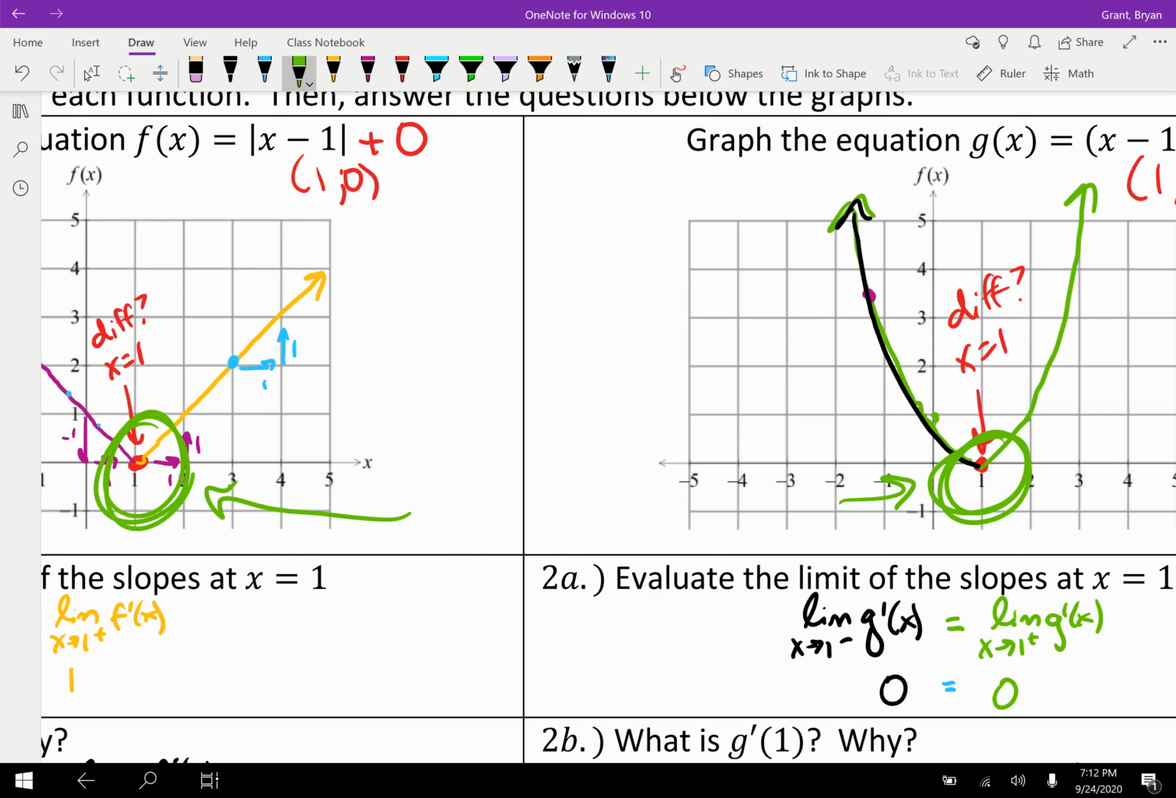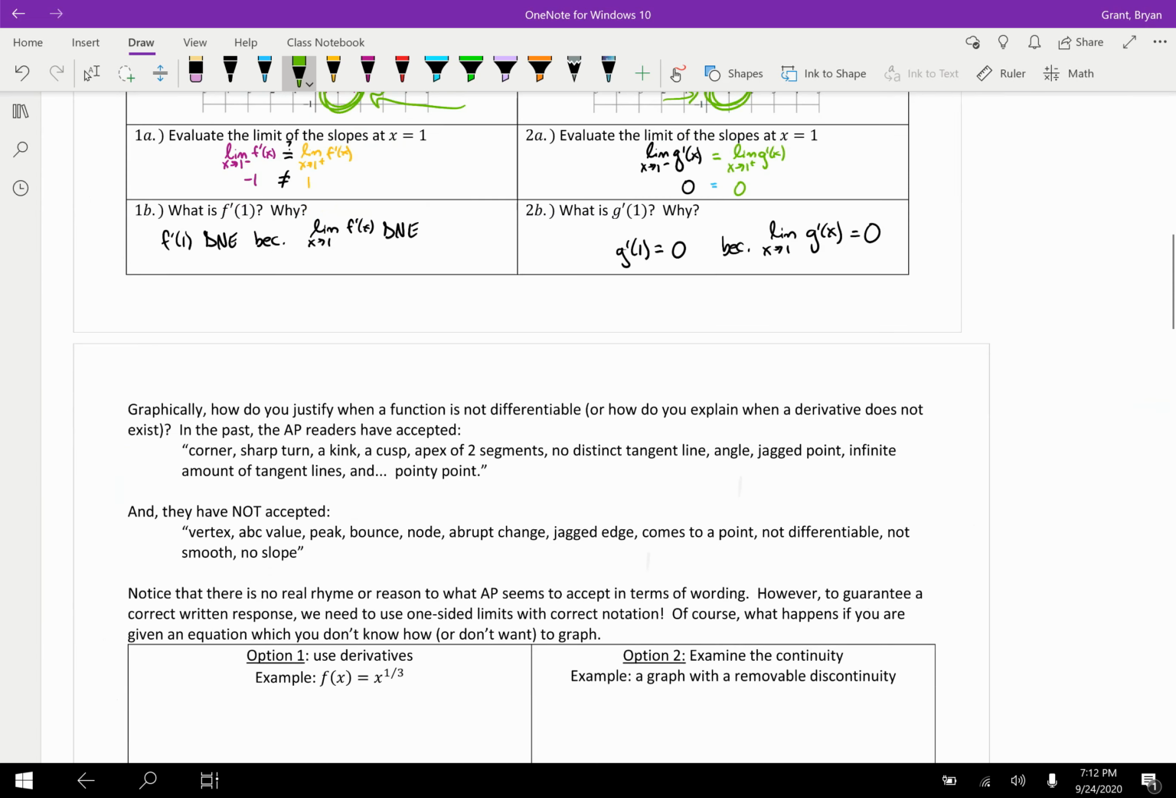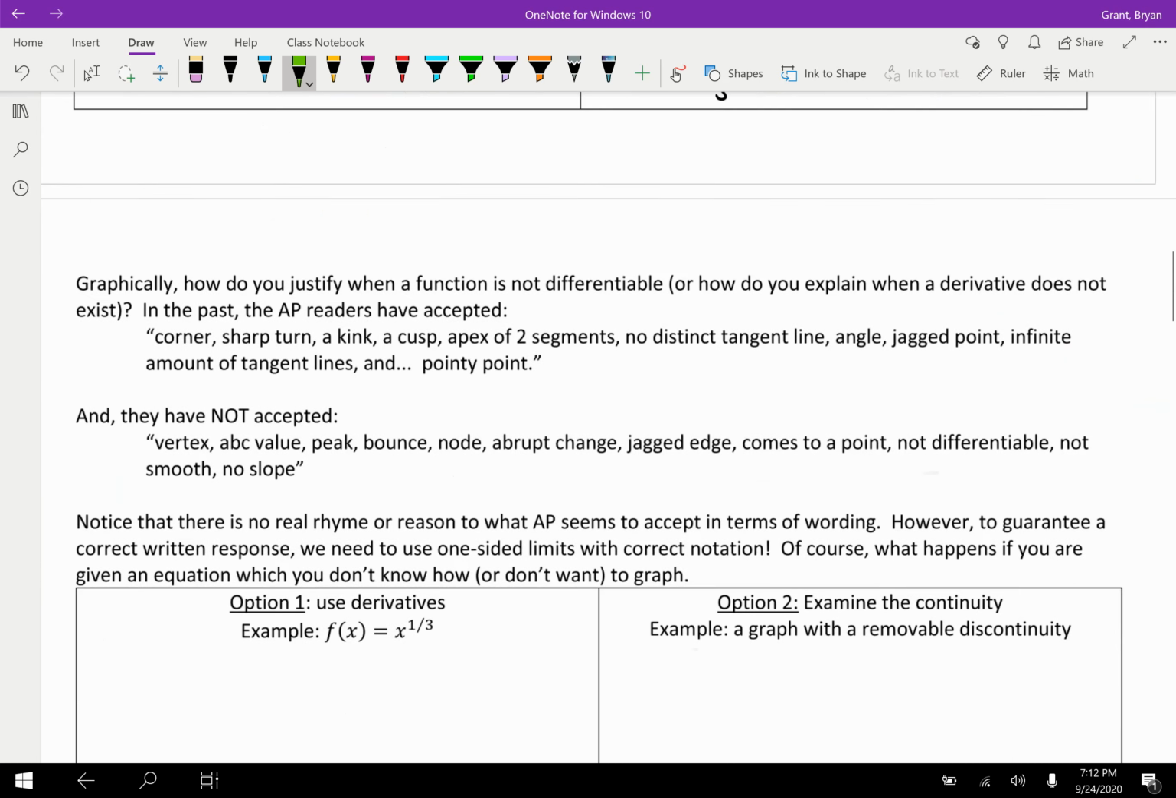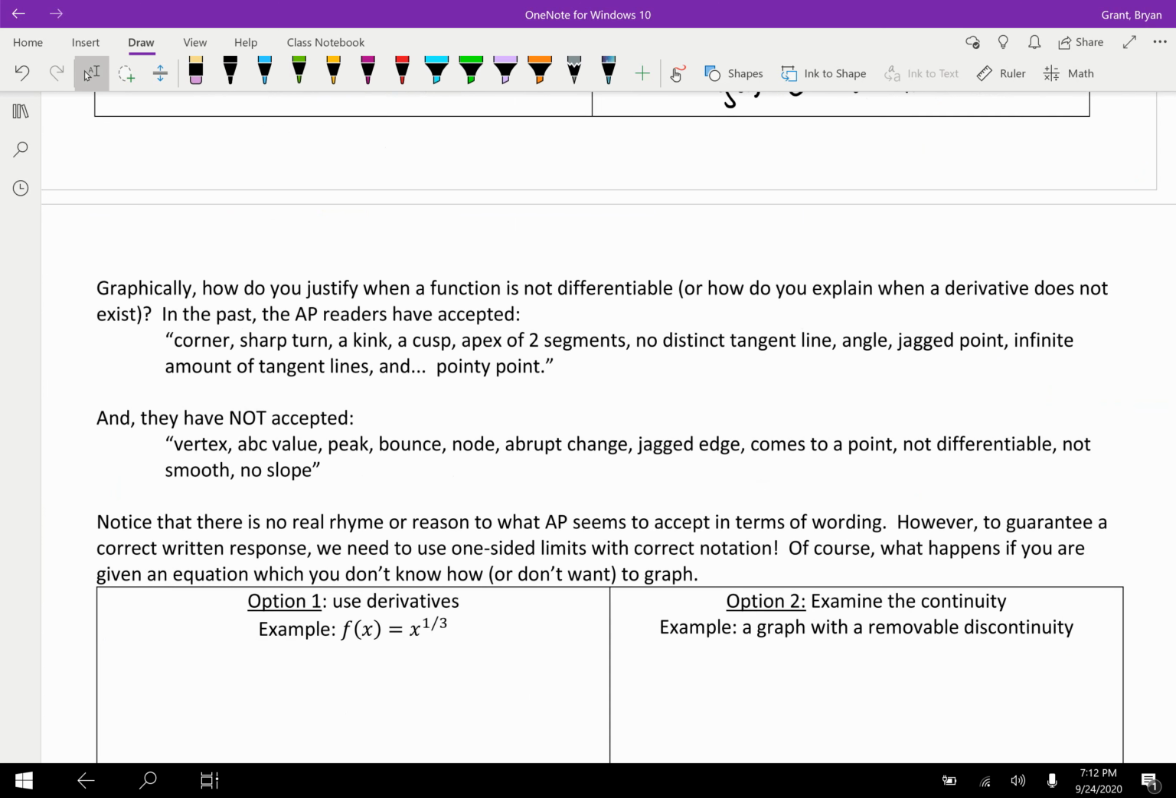Versus if you can find smooth spots on a curve, you're probably more convinced that that is a point that is differentiable. Now, how do you justify that on an AP exam? Well, in the past, it's really been kind of up in the air. I've collected a set of responses that AP readers have accepted in the past, with the caveat that they might not accept them in the future. And in fact, some of these they haven't accepted on some exams and they have on the other.